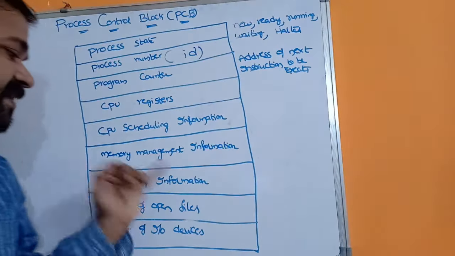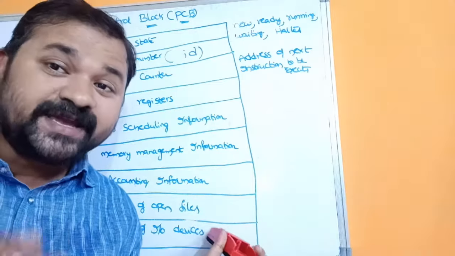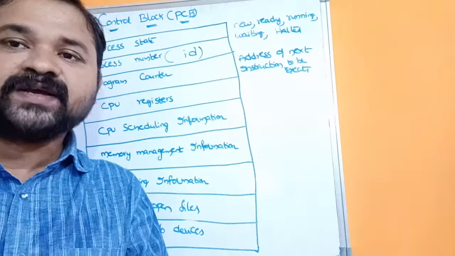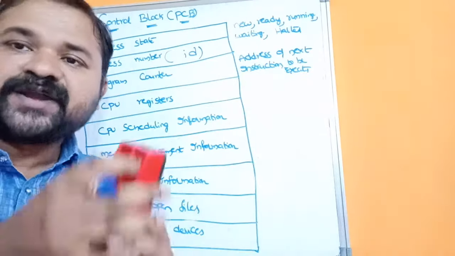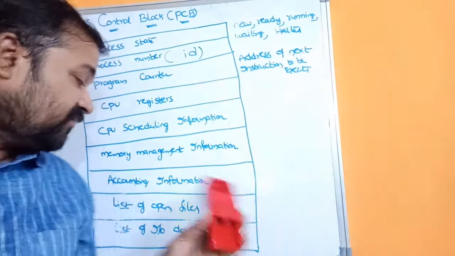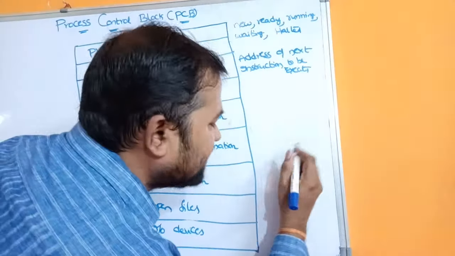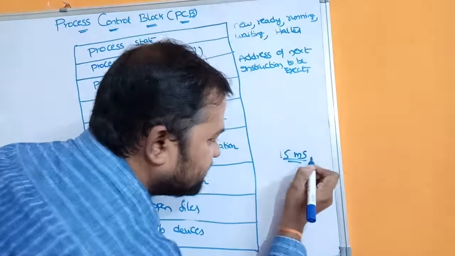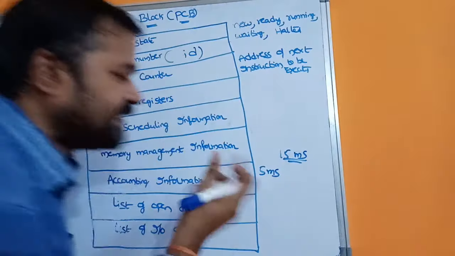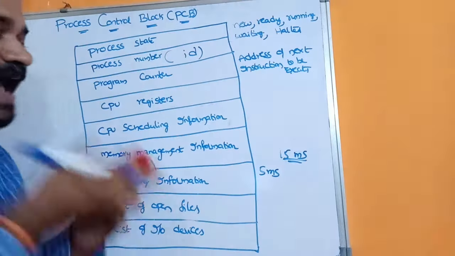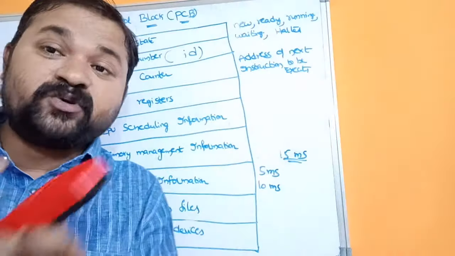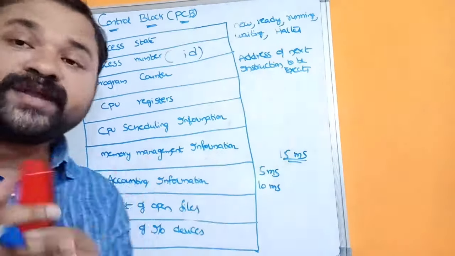Okay, next one is accounting information. Here, accounting information means it stores information about the CPU. So how much time the CPU executed that process and how much time remains. All that CPU related statistics will be stored here. Let us assume that the CPU has to execute a process for 15 milliseconds. Out of 15 milliseconds, assume that the CPU executed only 5 milliseconds. So how many milliseconds does it have to execute? It has to execute 10 more milliseconds. So all those CPU statistics will be maintained in accounting information.